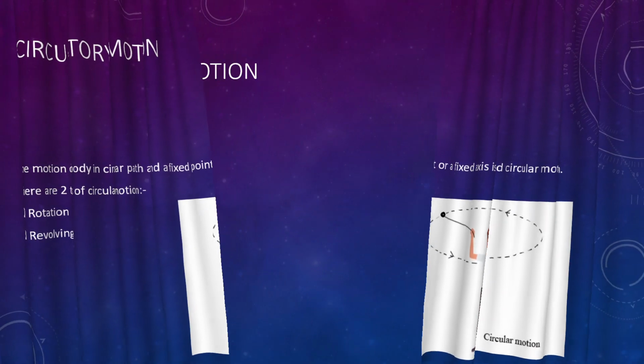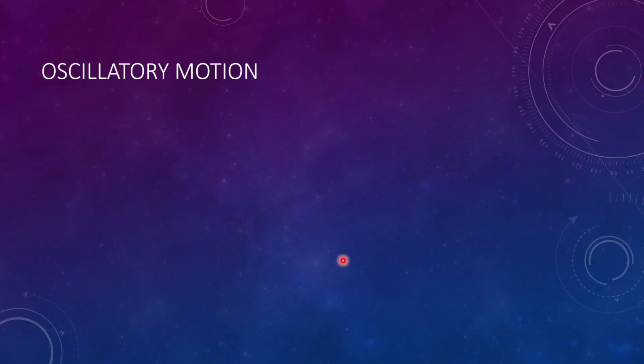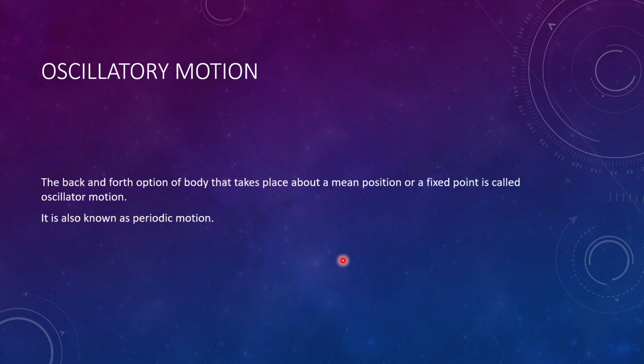Oh, the curtains are opening up for oscillatory motion. What is oscillatory motion? Oscillatory motion is the back and forth motion of a body that takes place about a mean position or a fixed point. It is also known as periodic motion. For example, the motion of a simple pendulum or a swing, the motion of a piston of an engine. Oh, how can I forget this example? A swing in a park.